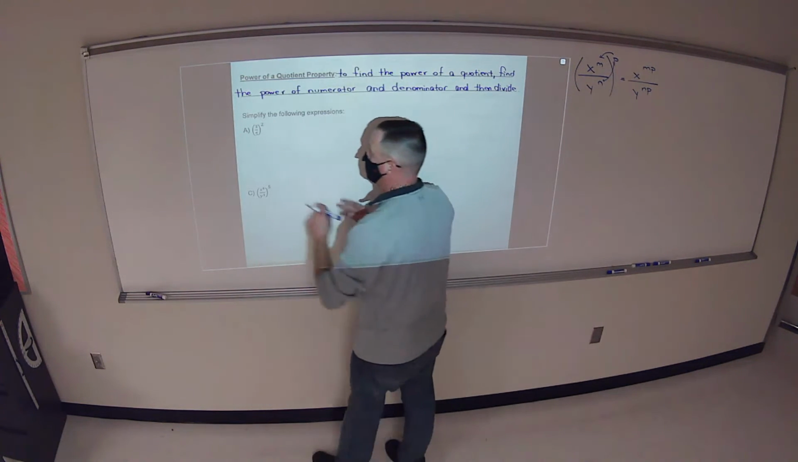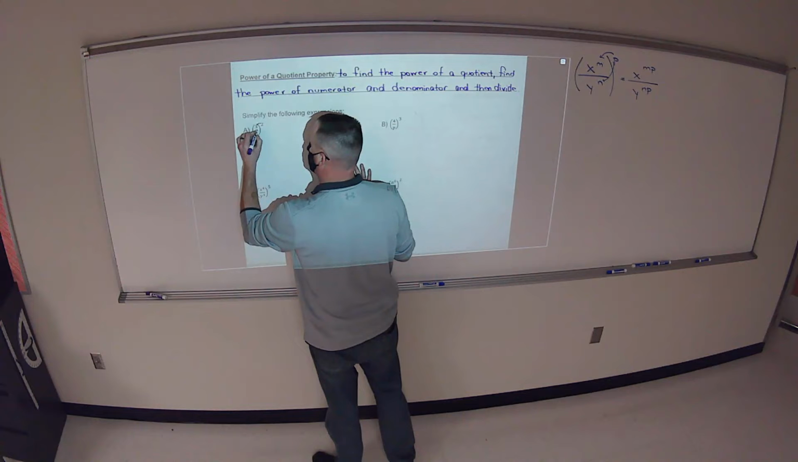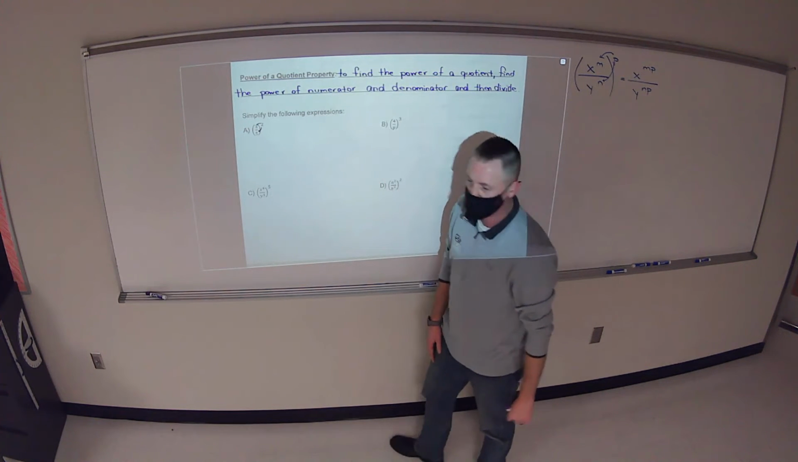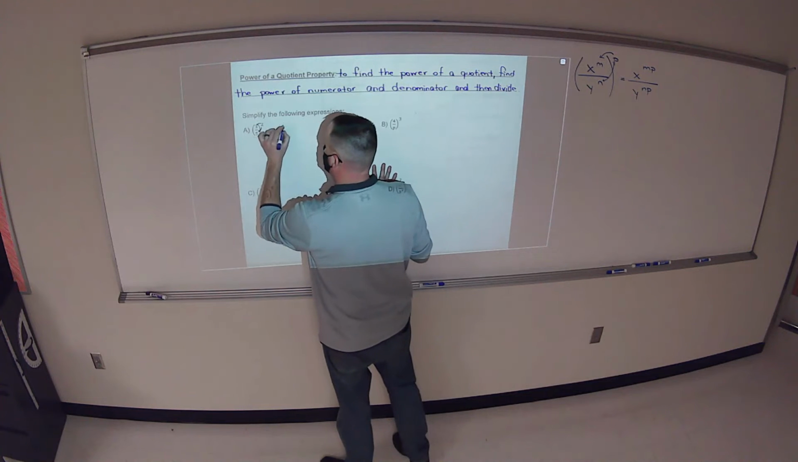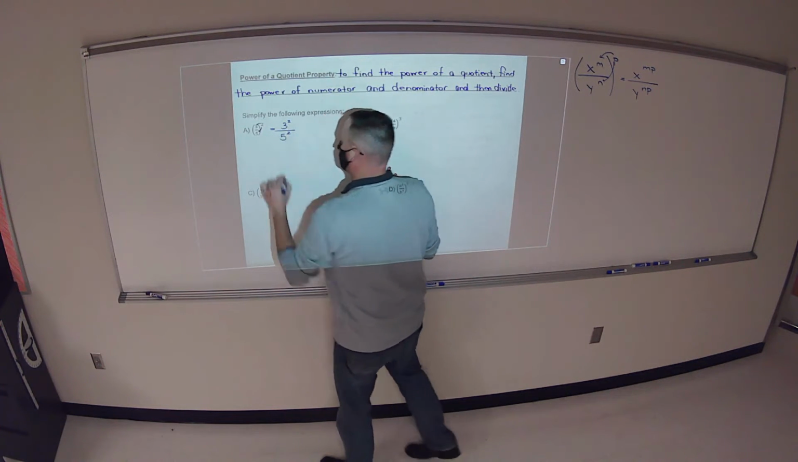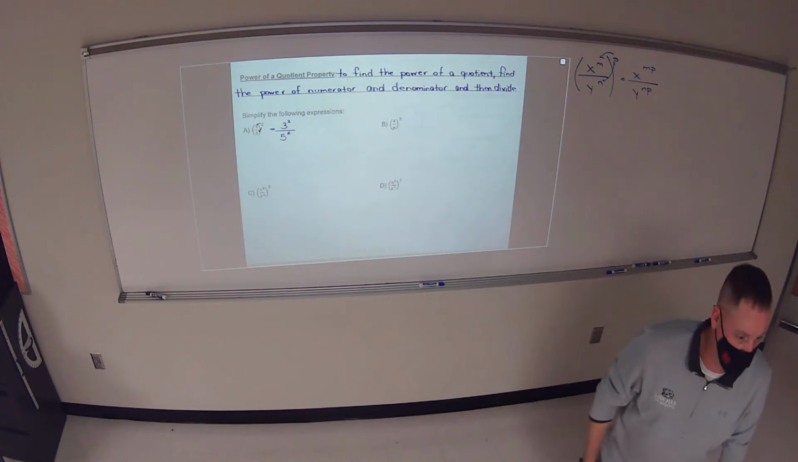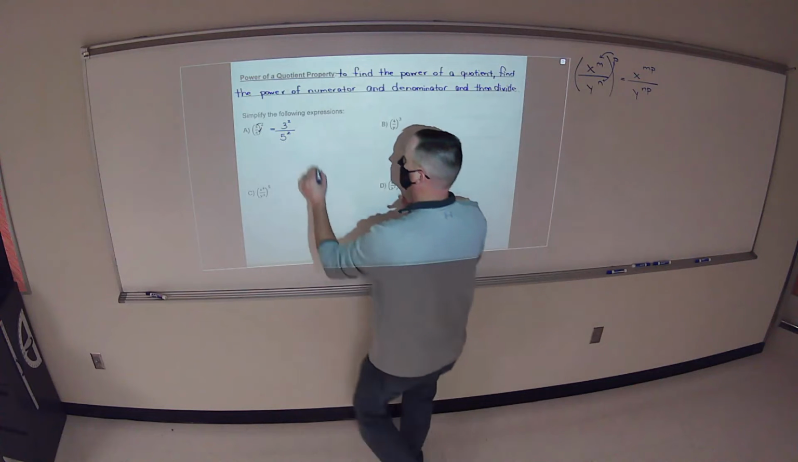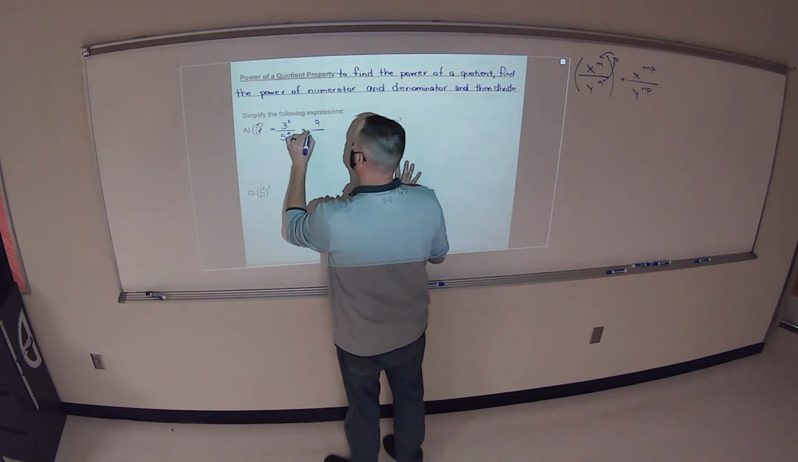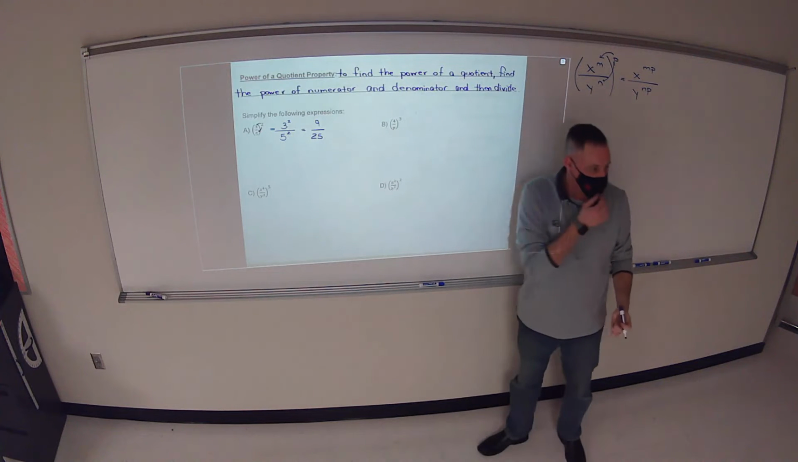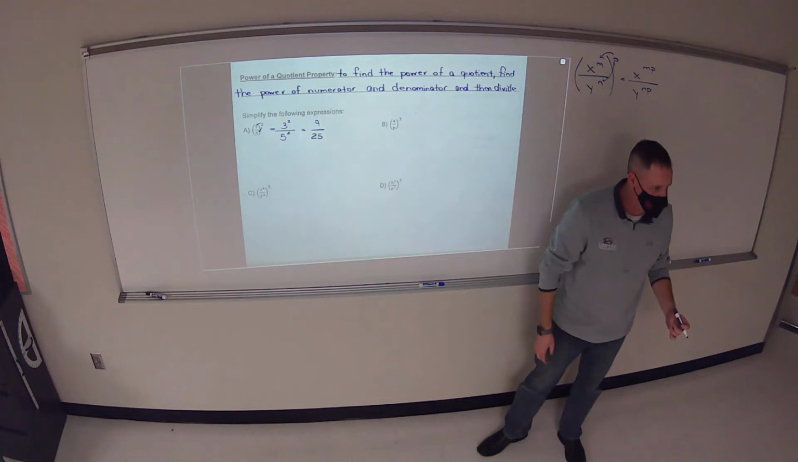This squared is going to be distributed to each piece of this fraction. So the top of this is going to become a 3 squared, and the bottom of it will become a 5 squared. And then we're going to evaluate. What's 3 squared? It's 9. What's 5 squared? 25.